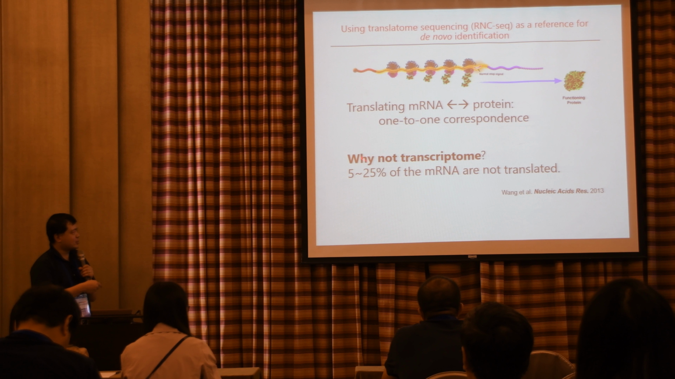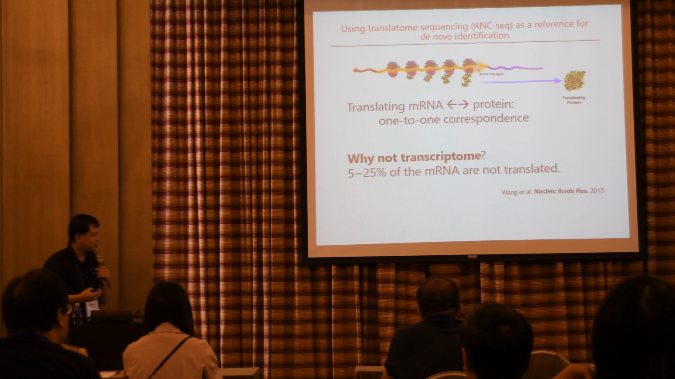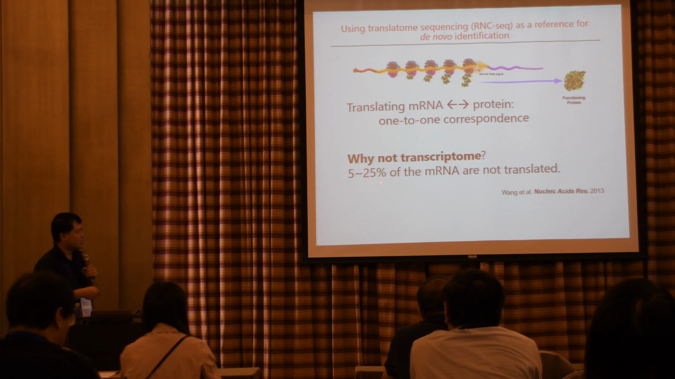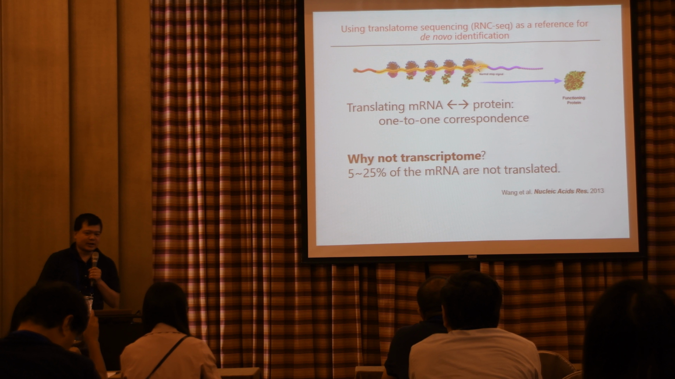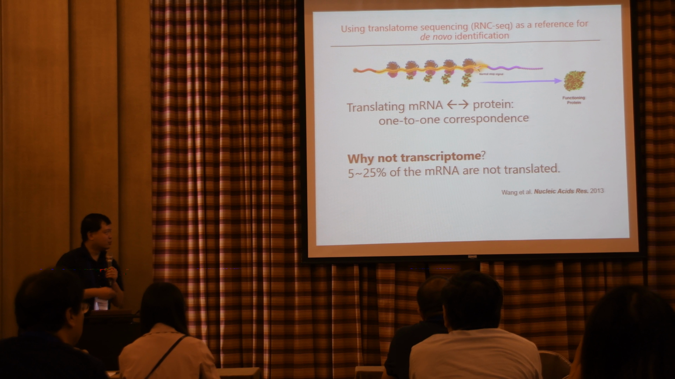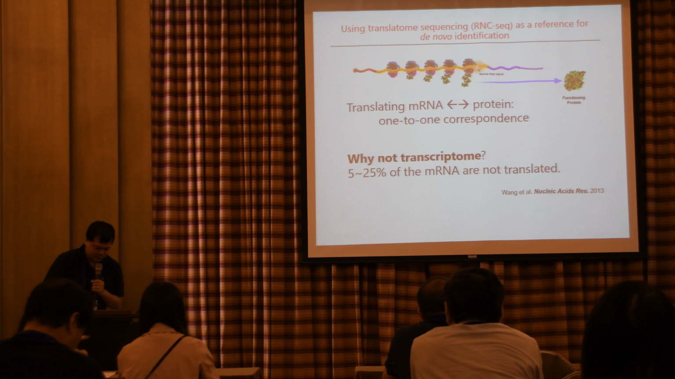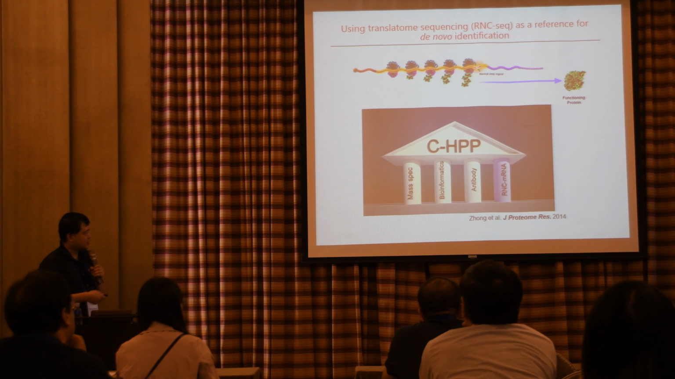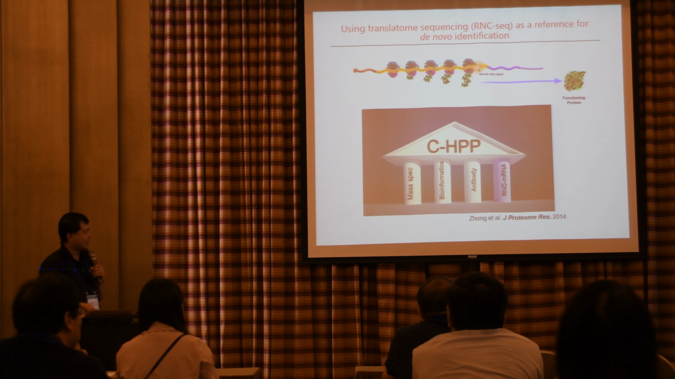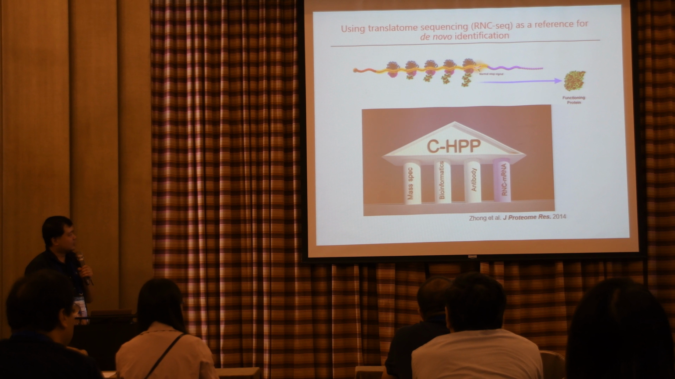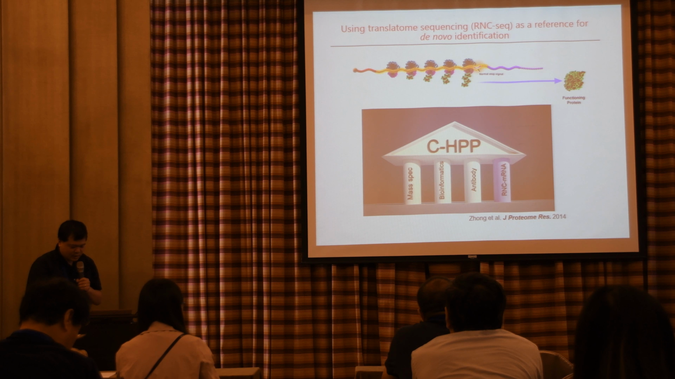Why not we use transcriptome directly, which is much easier to do? Because 5 to 25% of the mRNA are not translated. So if you use transcriptome as a reference, you will introduce 5 to 25% of false positives. And so this strategy, the RNC mRNA analysis, has been adopted as the fourth resource pillar in CHBP.